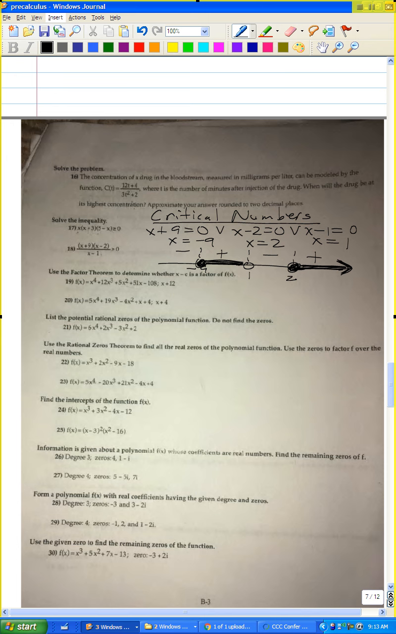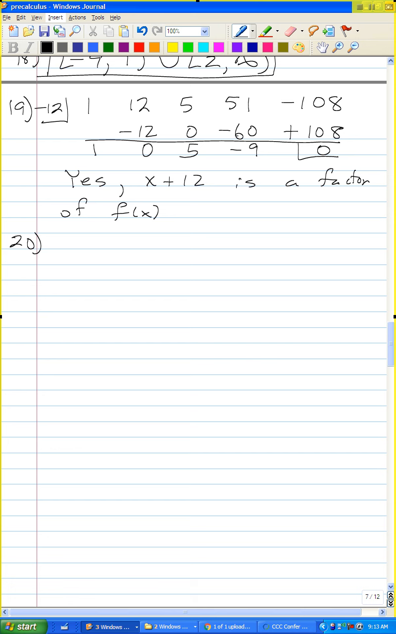Okay, so let's see if this is a factor. So x plus 4, setting that to 0, we get x equals negative 4. Is negative 4 a root of 5x to the 4 plus 19x cubed minus 4x squared plus x plus 4? If negative 4 is a root of this polynomial, then x plus 4 is a factor of the polynomial.